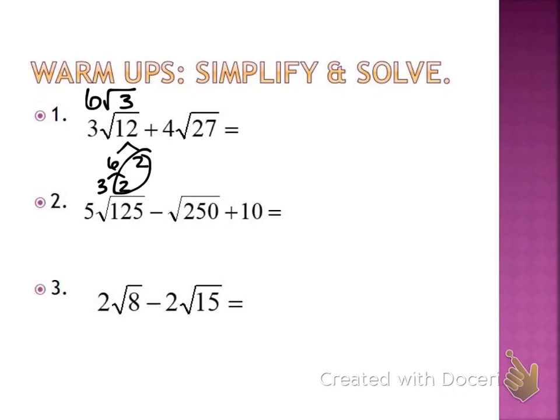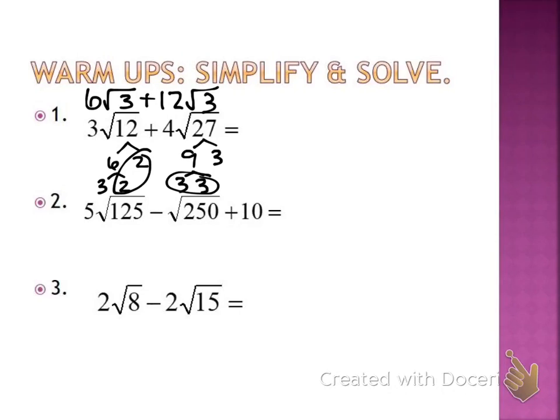Next we have to break down the 27. What does 27 break into? 9 and 3. 9 breaks into, what do we have a pair of? 3's. So there's already a 4 out in front. We multiply that by a 3 to get 12. What's under the radical still? A 3.